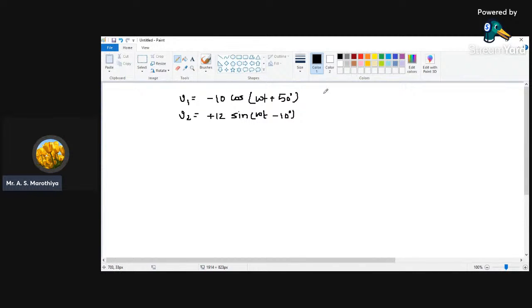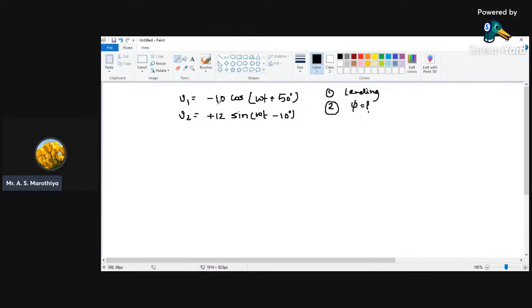So here we have two objectives. First objective is we need to find out which one is going to lead the other quantity, or which one is going to lag the other quantity. That we need to find out. That means which is going to lead is considered. And then second is by what angle, that means what is the phase difference. These two we need to find out.